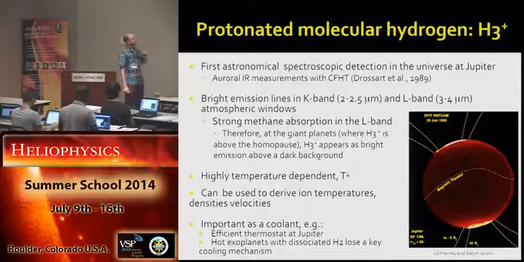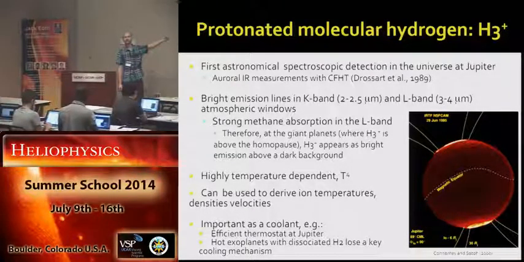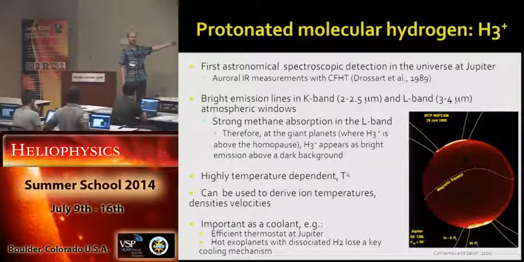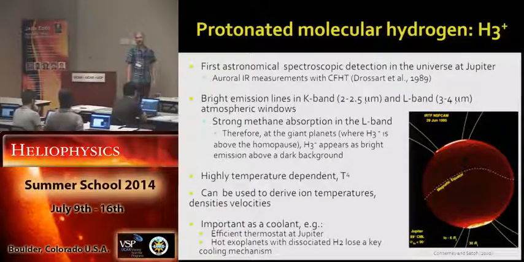And I mentioned it's an important coolant as well. So coming back to the exoplanets, if you don't have H3+, so you're too close to your parent star, then you lose another important coolant of the upper atmosphere, and you might have some runaway heating processes.